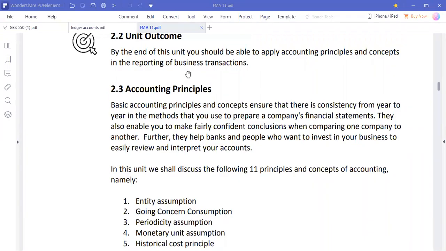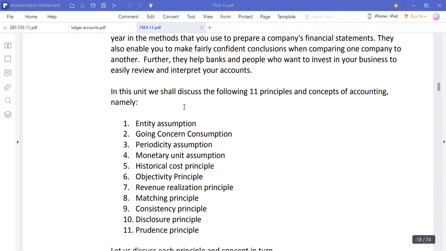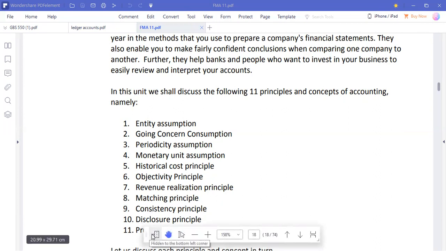Financial accounting is imbued with what are called accounting principles. These are the principles that will guide you throughout the entire course because they are supposed to be applied. They range from the entity assumption principle, the going concern, the periodicity assumption, the money unit assumption, the historical cost principle, objectivity principle, the revenue realization, matching, consistency, disclosure, and prudence principle. So quickly, we'll go through each one of them and what they entail.